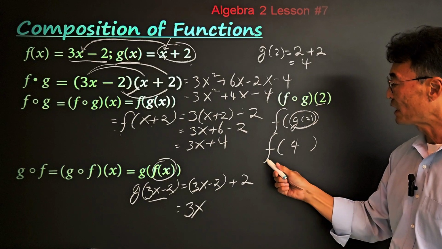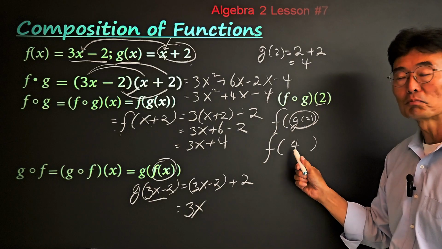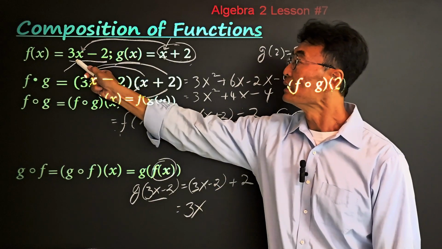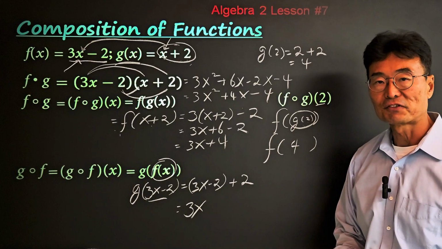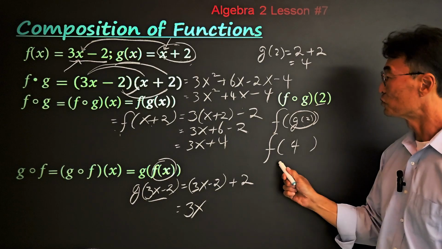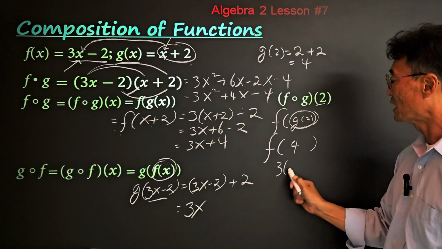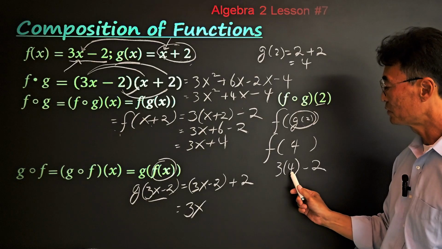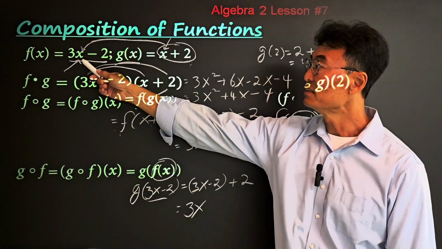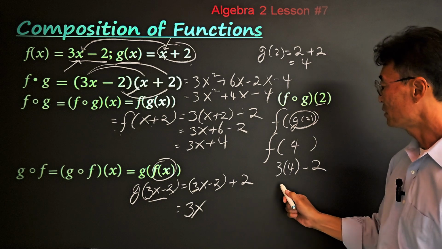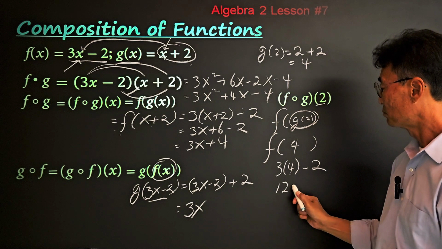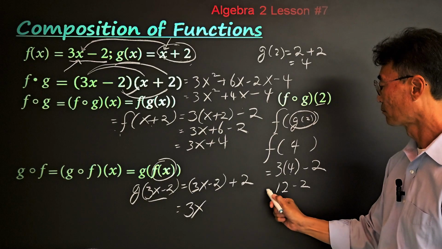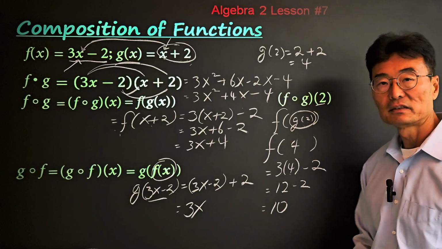And then once again, to find f of 4, we'll take the 4, plug it into the x of the f of x function, where in this case, it's going to be 3 times 4 minus 2. Once again, put the 4 where the x is of the f function, where this will equal 12 minus 2, or 10.